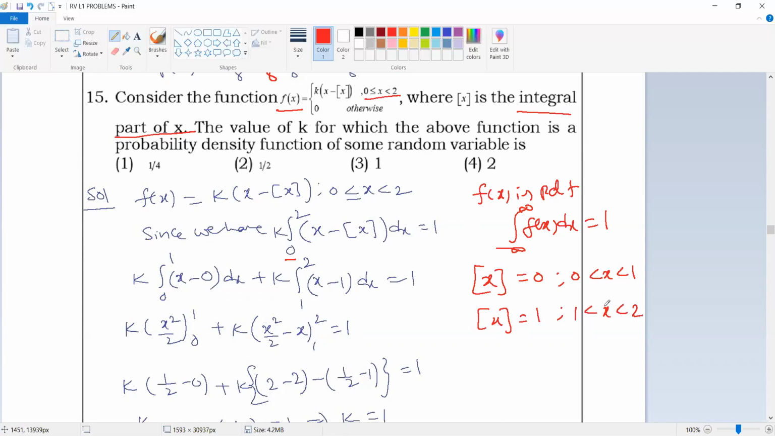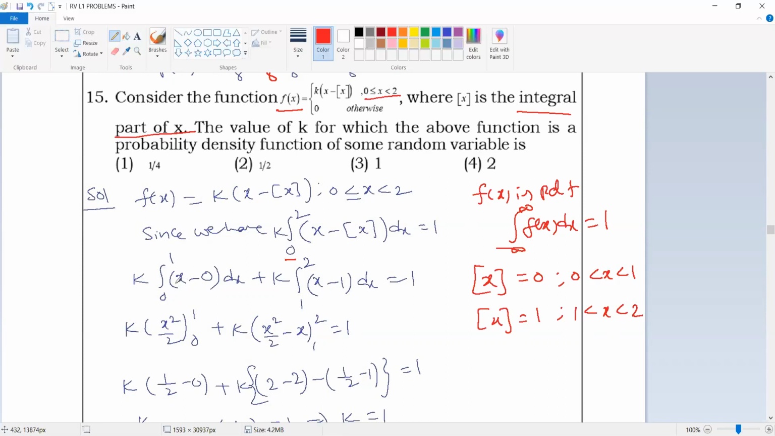So here there is only one integer value, that is called 1. So 1.5 is also a 1, 1.7 is also a 1, 1.9 is also a 1 here. Now this is the behavior of the bracket x. Using this one, we have to find out the k value. Now this total area splits into two parts, based on the bracket x. So split the total area 0 to 2 into 0 to 1 and 1 to 2.